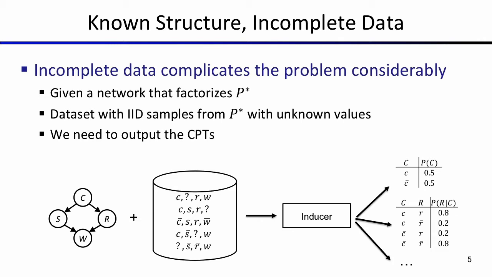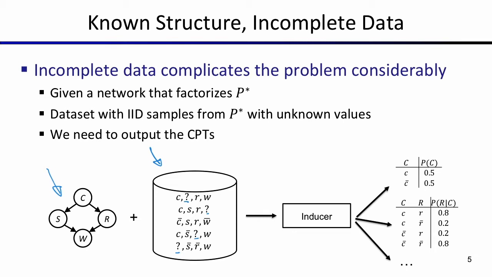So the second case, we have the known structure and incomplete data. In this case, again, we have a given structure, and we hope that it is a good approximation for the true probability distribution P star. And we also have an IID sample of P star, but now with some unknown values. So basically, those values were not recorded in the process that gathered the data, and we have to deal with them.